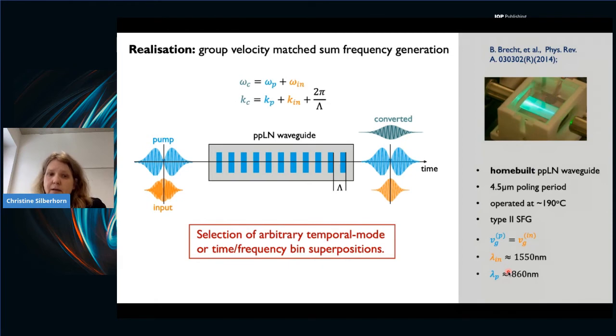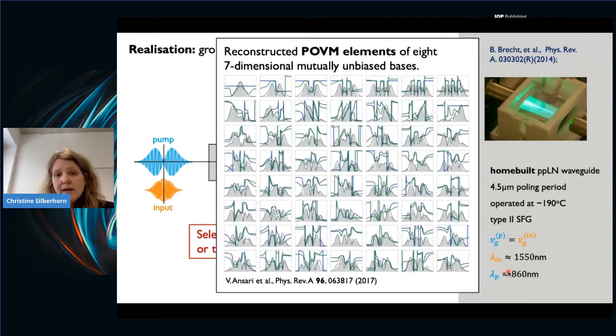Now, what is that good for? Well, what it is good for is that you can select arbitrary temporal modes in time or frequency superpositions, in particular also these temporal modes, the Hermite modes, which I just showed you. And we believe that this opens up a new way of encoding. And to demonstrate that, one thing we did first was that we reconstructed POVM elements of 8 7-dimensional mutually unbiased bases. So basically what we demonstrated in this paper is that you can have a 7-dimensional Hilbert space.